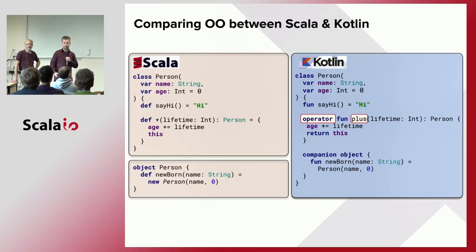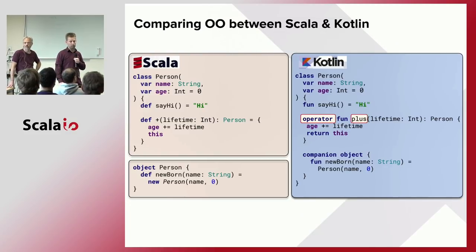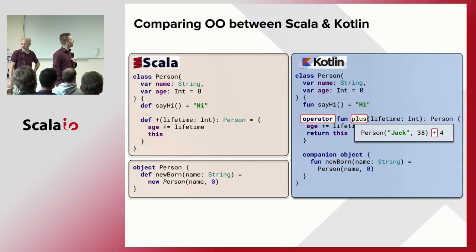Kotlin has consciously chosen to only allow you to use operators which are already known and which are named. So they chose a more constrained version because of probably some of the backlash against what Scala does, or maybe what C++ does, who knows. And we can still do operations on the classes we defined ourselves.